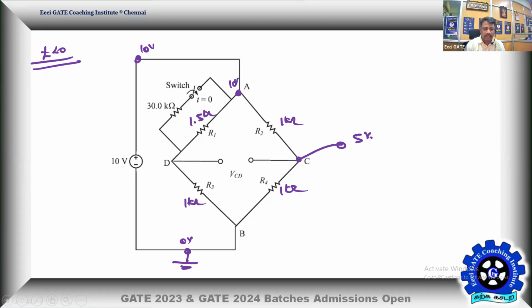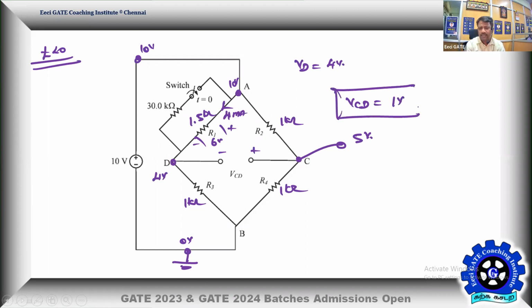Then what is the point D potential? By potential division, or straight away I can go for the current. It is 10 by 2.5K, which is 4 milliamps. So 4 milliamps will make a 6 volt drop. That means the point D will be at 4 volt. So VD is 4 volt. Then what is the VCD as of now? VCD is equal to 5 minus 4, so it's C to D only. That's the output of the bridge, that is 1 volt. So as of now, the bridge is not in balance.